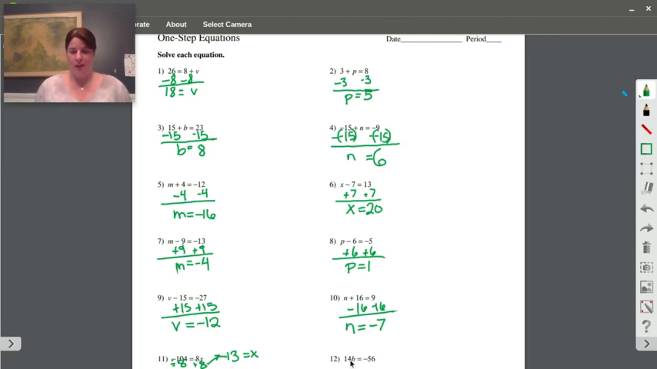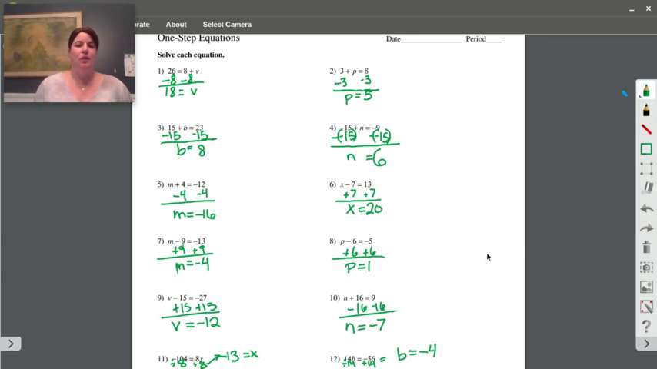Okay. And over here, 14 times b equals negative 56. We're going to divide, again, each side by 14 so that it's b equals negative 56 divided by 14. And that will give us negative 4.